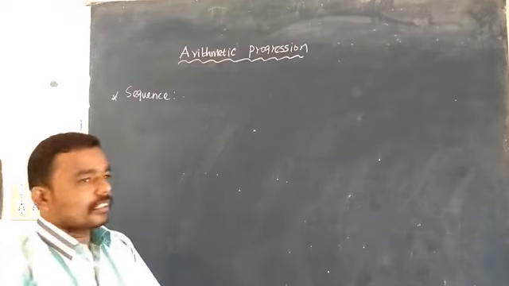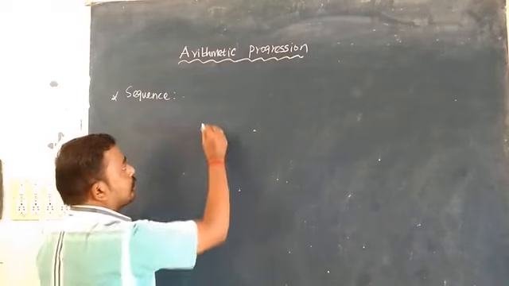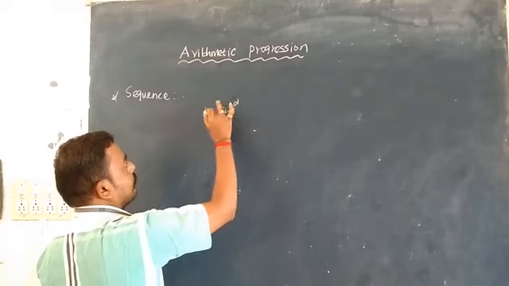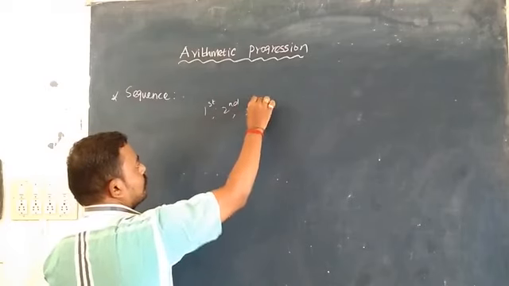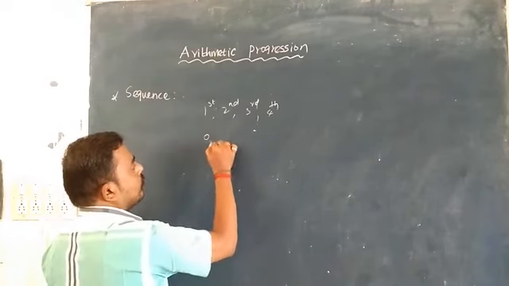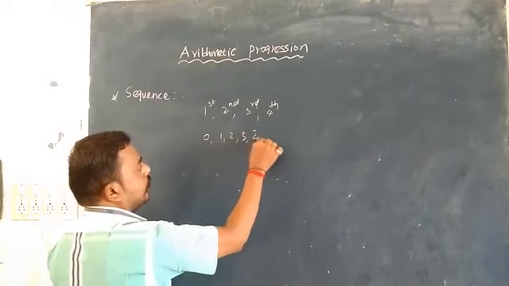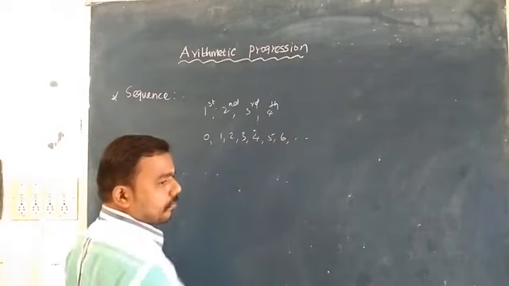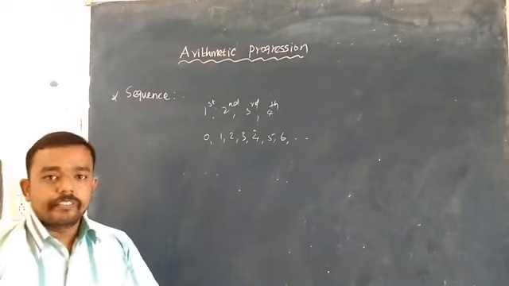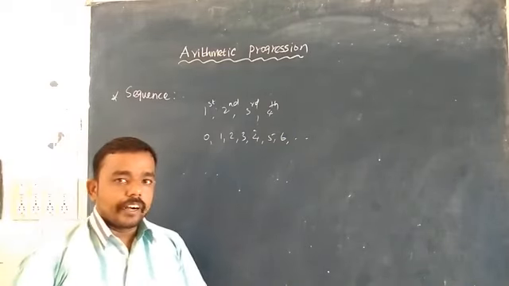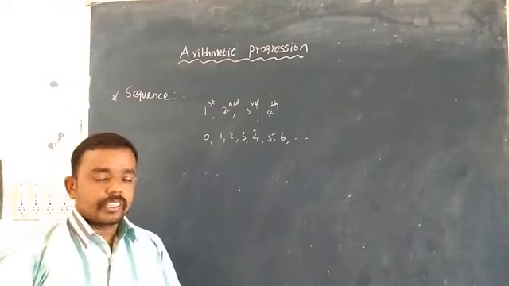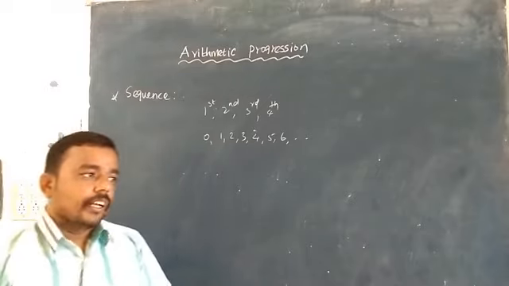So now the sequence is arranged terms. This is the first term, and the second term, and the third term, and the fourth term. It may be in any form, 0, 1, 2, 3, 4, 5, 6 and so on. Like that, a sequence is arranged in a definite order. In that order we can mention the terms: 5th term, 6th term, 7th term, like that.